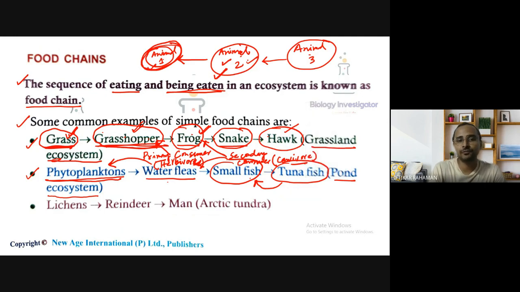So each of these things, just observe carefully. This grasshopper, which is a primary consumer, which is a herbivore, this is one trophic level.